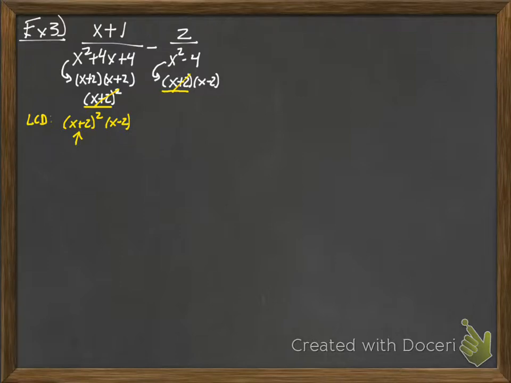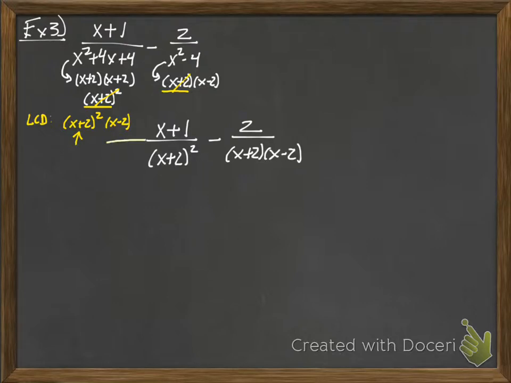What I'm now going to do is rewrite my fractions. I have x plus 1 over, let's write it in the factored form, an x plus 2 quantity squared for the first fraction. The second fraction, if I write it over, is 2 over, and then we factored the x squared minus 4 into the difference of squares, x plus 2 times x minus 2. Now I'm ready to multiply each of those by the missing factors of the denominator to get the LCD.